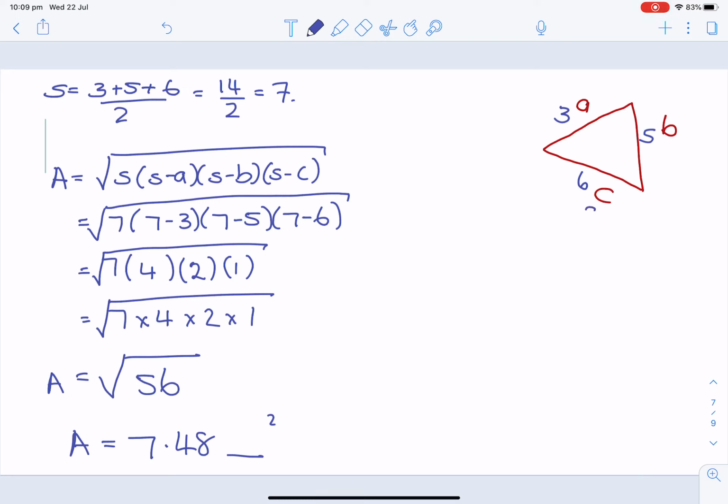So if I was working in centimetres, I would put centimetres down here, but remember to put the squared because we're talking about area. Alright, I'll be back for video number 3, which will be covering the area of compound shapes, or composite shapes. Thanks.